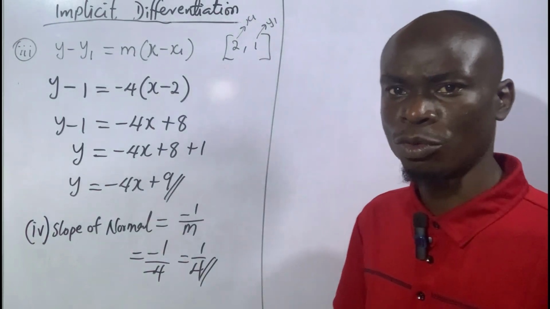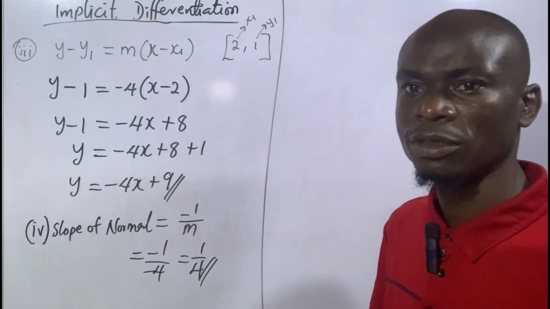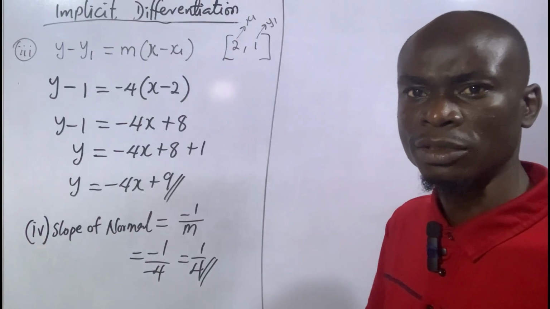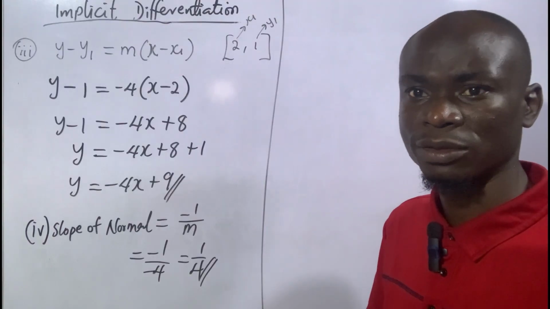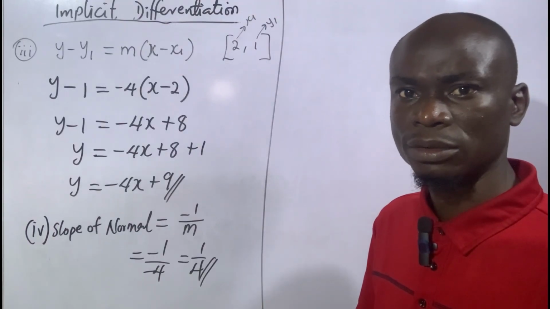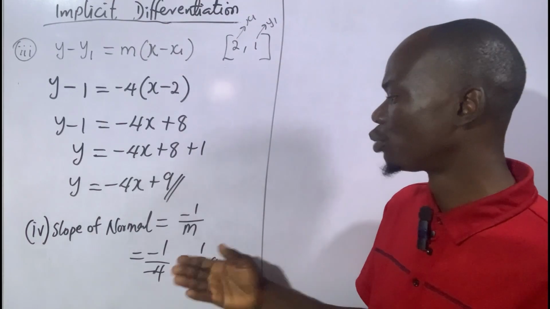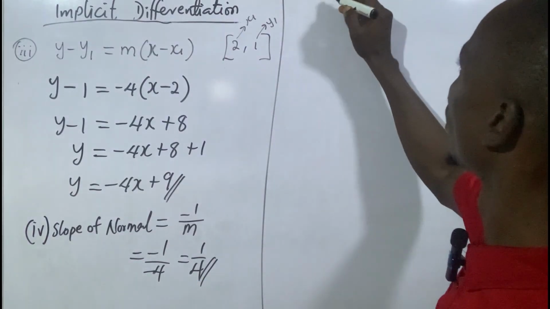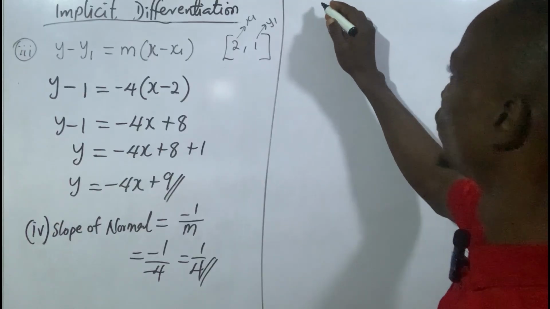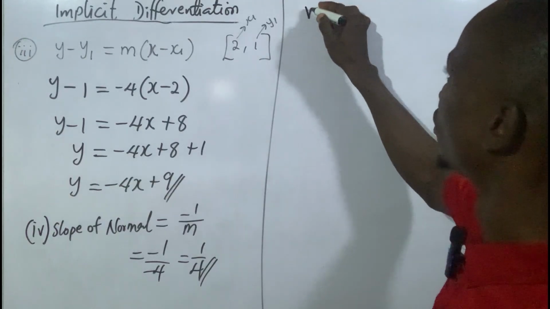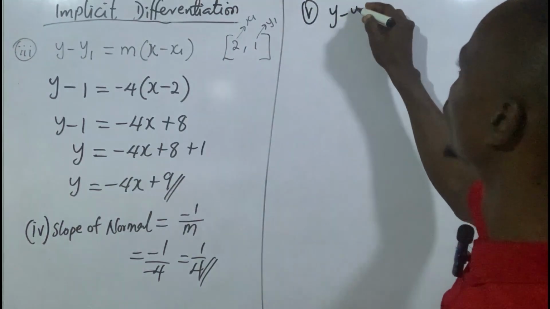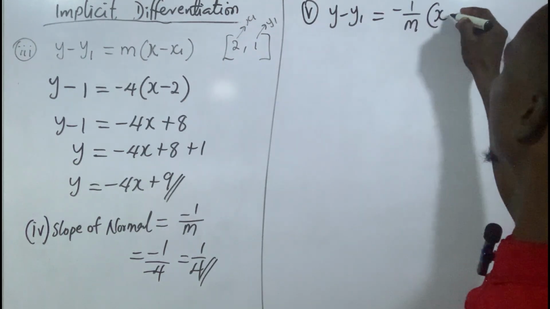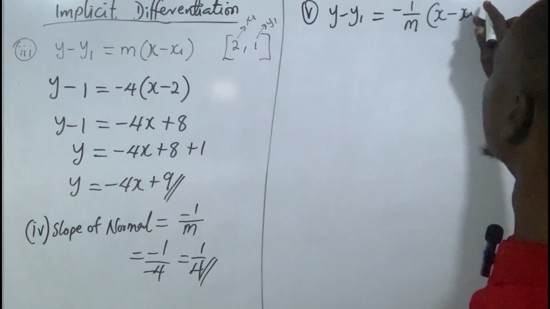This is so straightforward, following the steps. Then the final question says we should find the equation of the normal line to the curve at the same point, 2, 1. Since it's at the same point, we are using this as our slope. So the formula for the equation of the normal line says y minus y1 equals minus 1 over n times x minus x1.